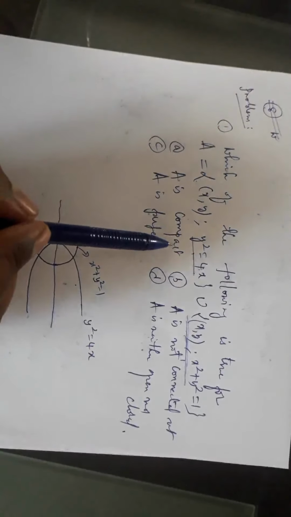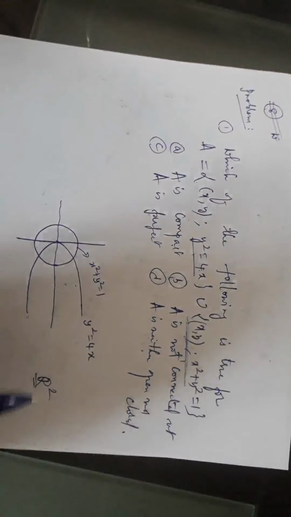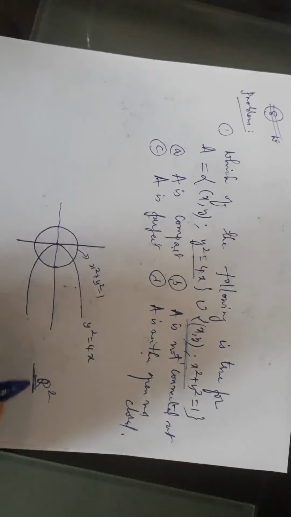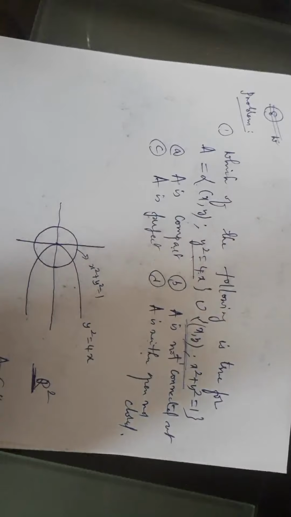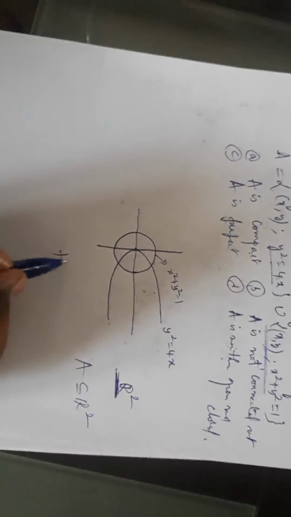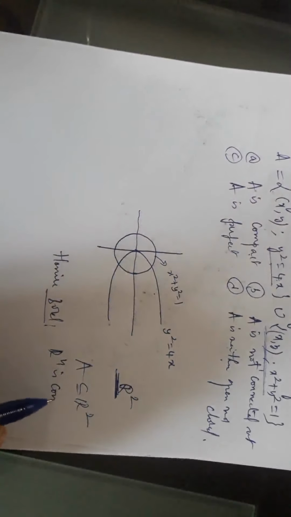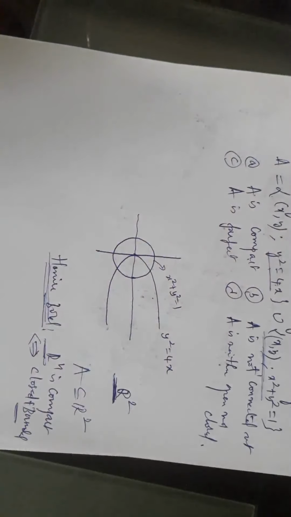A is compact? It's a subset of R square, because the x axis and y axis are involved. It's a graph, so input is there, output is there. So it's nothing but a subset of R square. By the Heine-Borel theorem, a subset of Rn is compact if and only if it is closed and bounded. That is called the Heine-Borel theorem, and it works for any subset of Rn. So it's a subset of R square. Whether this is closed and bounded, we need to check.